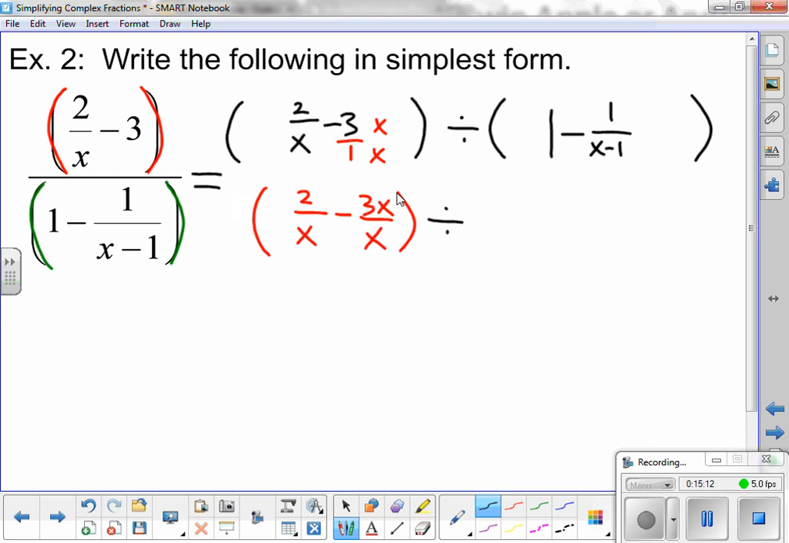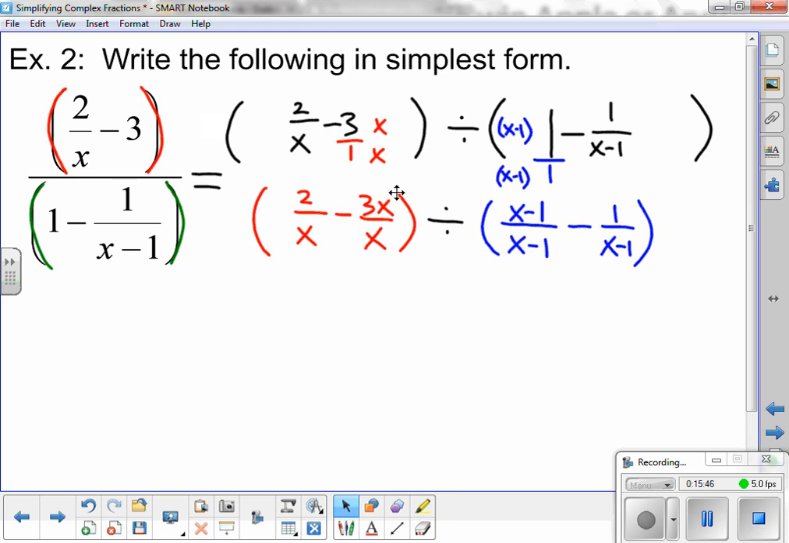Gotta do the same thing on the other side. I'll do this one in blue. Now this 1 is a 1 over 1. Common denominator between 1 and x minus 1 is x minus 1 actually. So x minus 1, fancy 1, there you go. You now have the same denominator. So this will turn into x minus 1 over x minus 1 minus 1 over x minus 1.